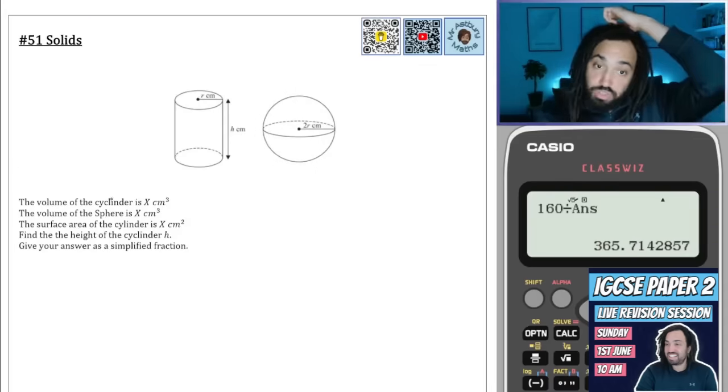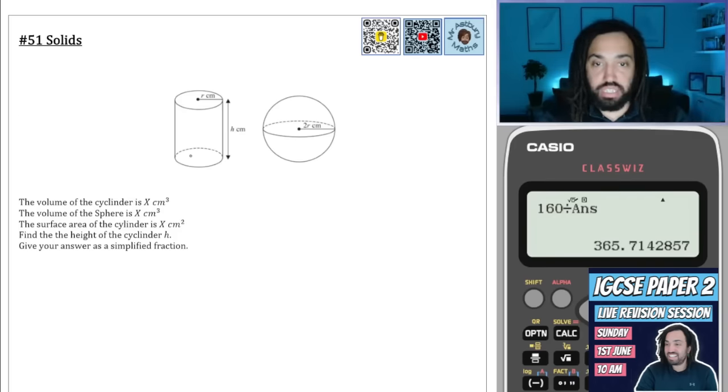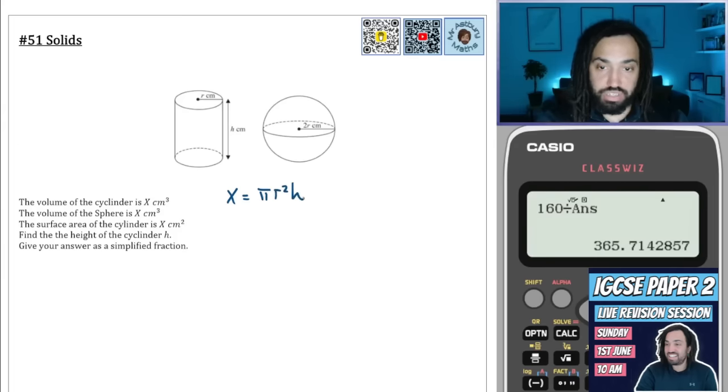The volume of the cylinder is x centimetres cubed. Okay, so that means that we know that x is equal to the volume of the cylinder, which is pi r squared h. Okay, that's it, yeah. The volume of the sphere is also equal to x, and that is pi r cubed. No, it's not. Sorry. It's 4/3 pi r cubed.